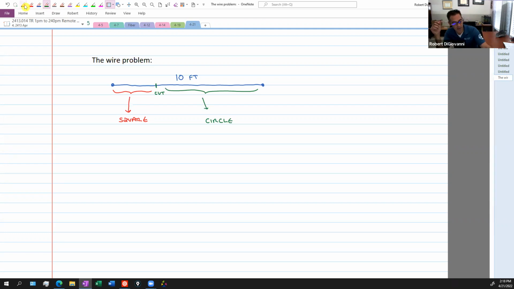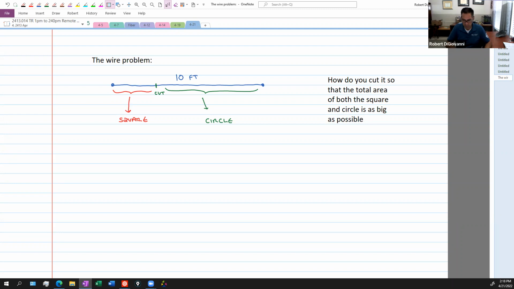And then the question is, how do you cut it so that the total area of both the square and circle is as big as possible? How do you cut it so that the total area of both the square and circle together is as big as possible?